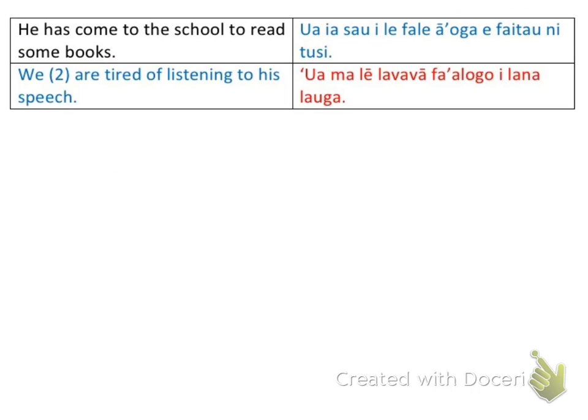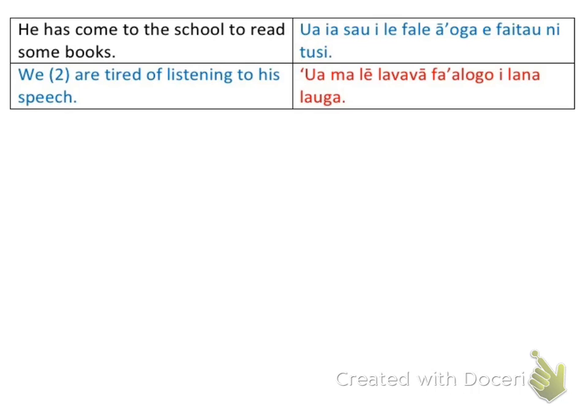Okay, hopefully you did that, and here are the answers. And just out of curiosity, do they have two verbs, come and read? So let's see how that turns out. In this case, to read, it doesn't change the infinitive like it does before. So, ia sao ile fale a onga, he has come to the school to read some books. It's almost like two different thoughts in one sentence. So the infinitive stays the same in that case, even though there are multiple verbs.